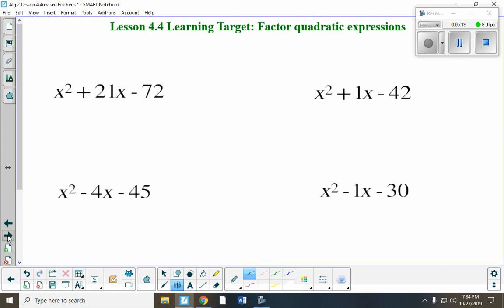All right, now this is different because now we want a negative 72. We get a negative when you're multiplying, you have to have one number be positive and one be negative, which means when we're putting those together, we're subtracting to get a positive 21. So let's look at that. Let me list my factors quick.